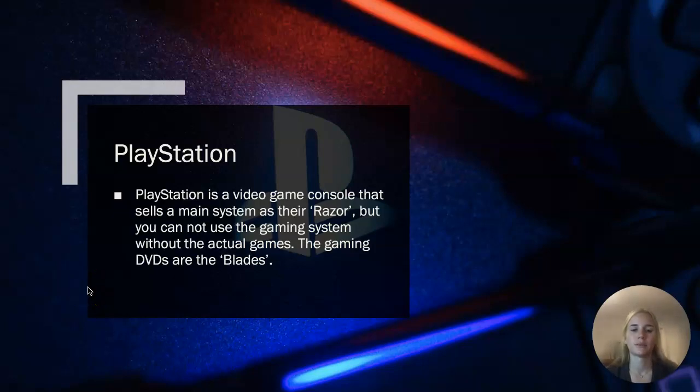The next example is PlayStation. PlayStation is a video game console that sells a main system as their razor, but you cannot use the gaming system without the actual games. The gaming DVDs are what you would consider the blades of the razor and blade model.